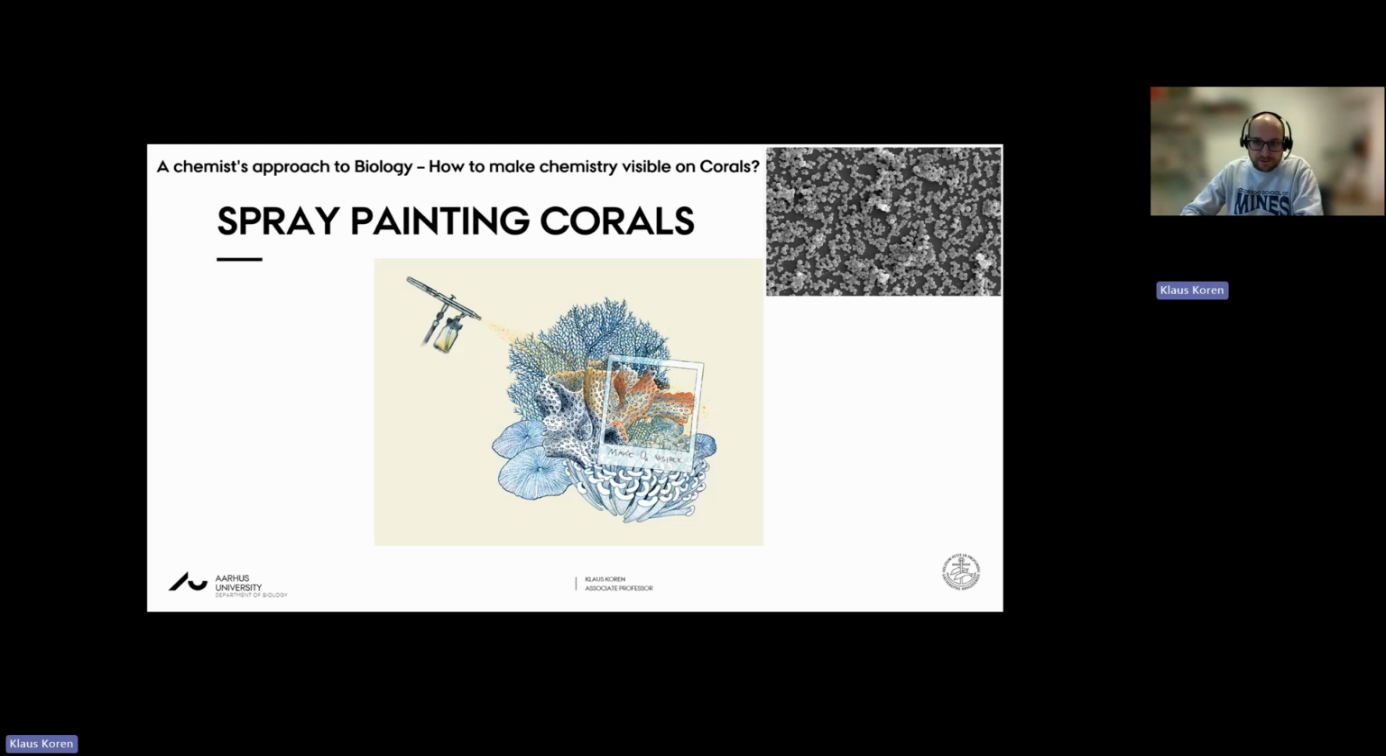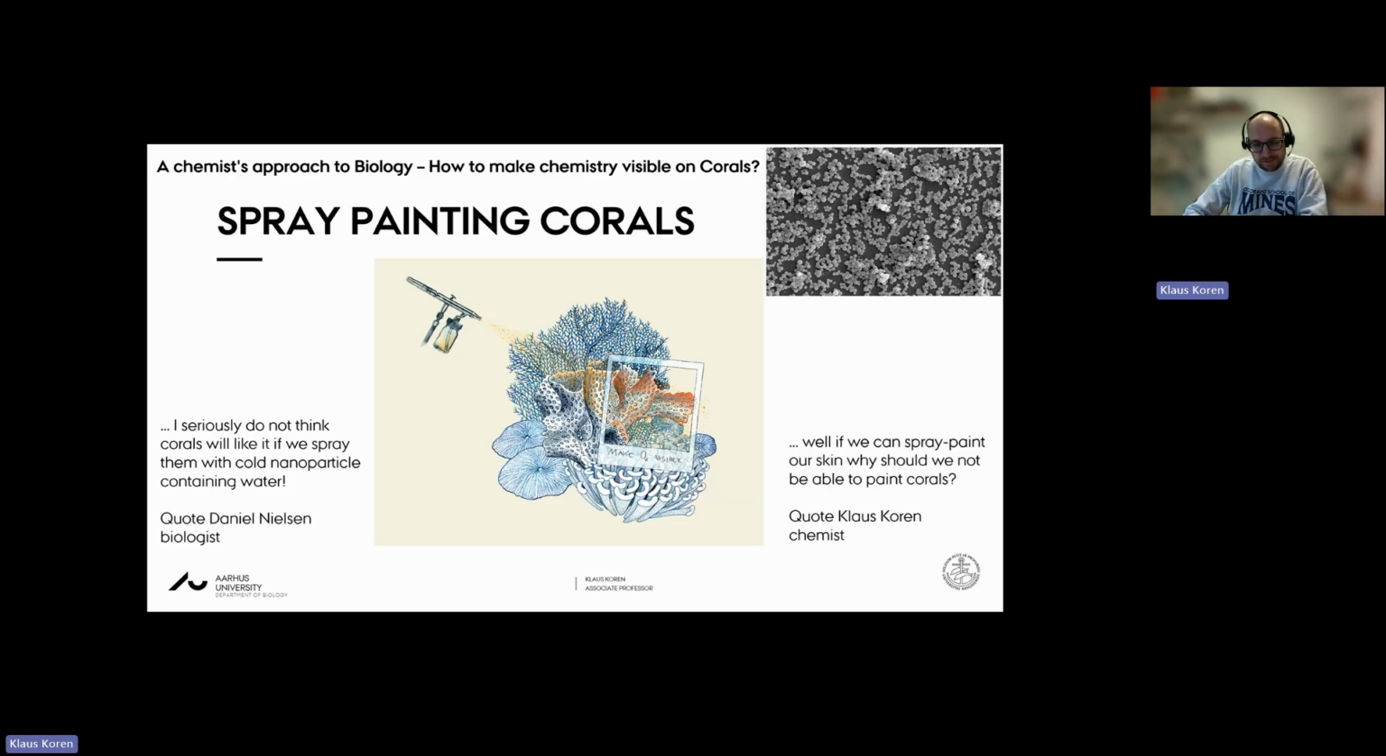Because I have nanoparticles, so I can make this sensor chemistry that I smear on a sensor foil. I can also turn them into small particles, the same chemistry, just in smaller particles. And I had this idea that we could spray paint a coral just with an airbrush and nanoparticles. The biologists that were working with me were not that happy about it. They were like, nah, corals don't like to be taken out of the water, and then cold nanoparticles. No. But when you're on a small island, you can discuss it a bit longer, and maybe after some time I convinced them, well, we're spray painting ourselves, so why not try with corals?